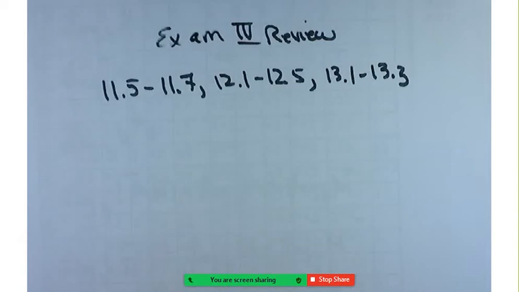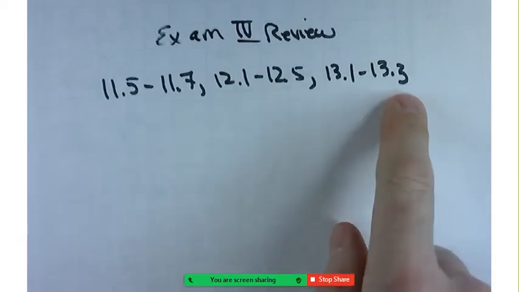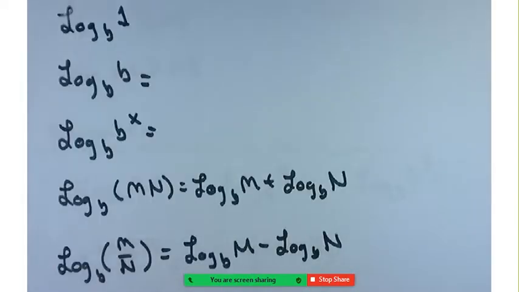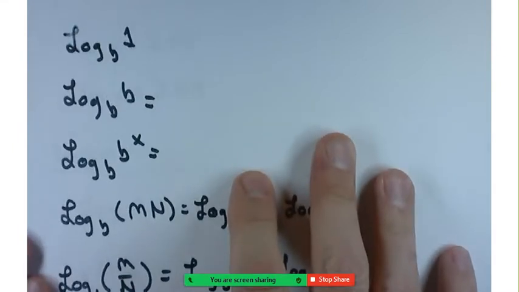So exam 4 is going to cover these sections, 11.5 through 11.7, all the way up to 13.3. Let's get started with the review. One of the things that it's helpful to know for your review are some of the properties of logs.